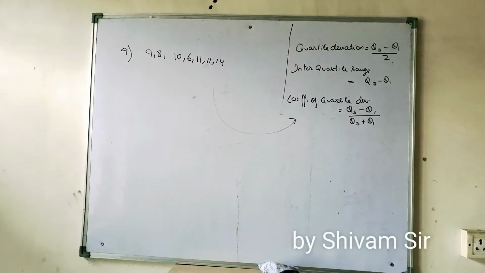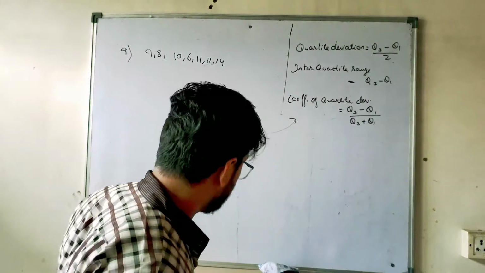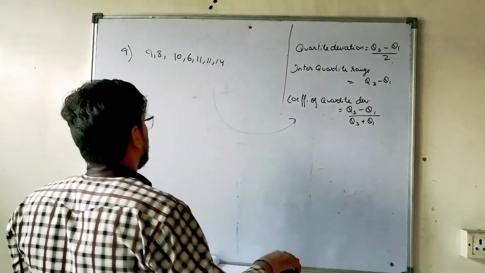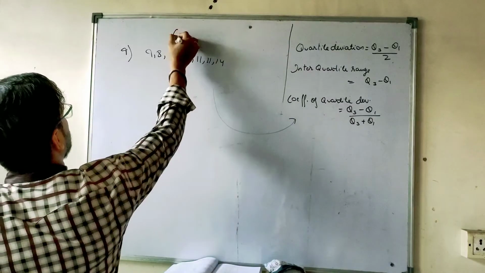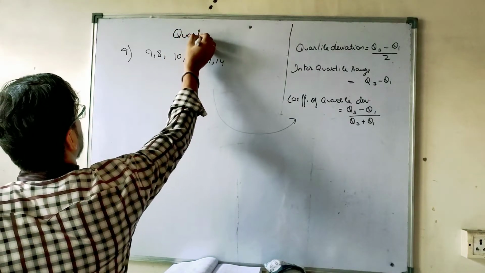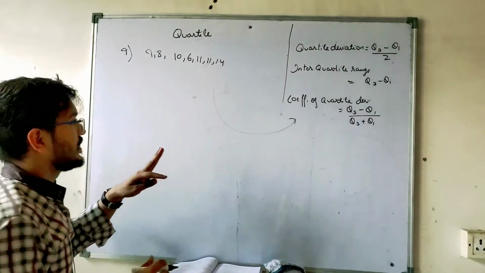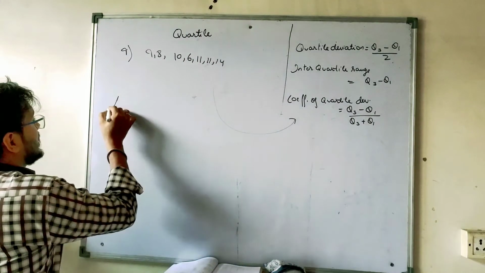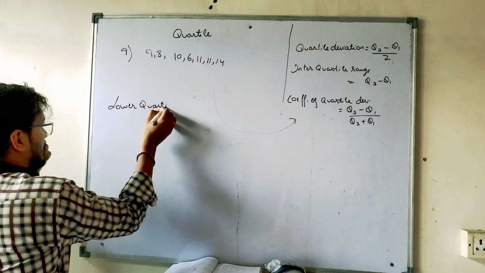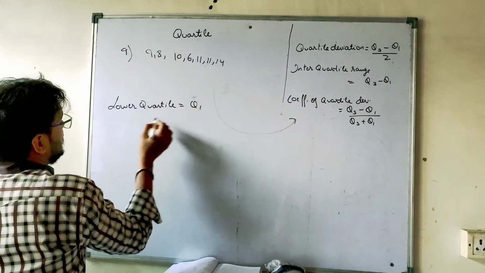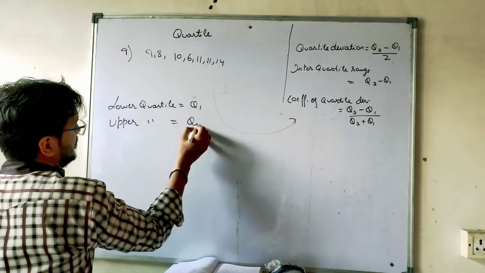So hello all, in this video let's start with the next topic, which is quartile. Quartile is very easy, right? As with median, we can understand this quartile concept. We have lower quartile and upper quartile. Lower quartile is called Q1, upper quartile is called Q3.